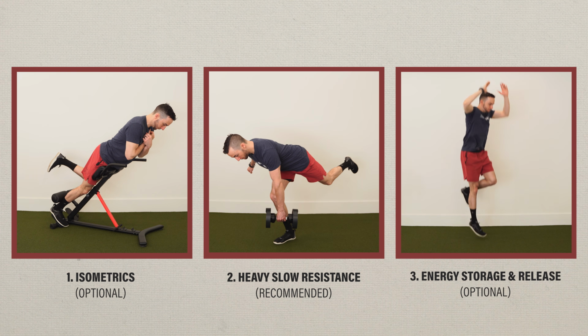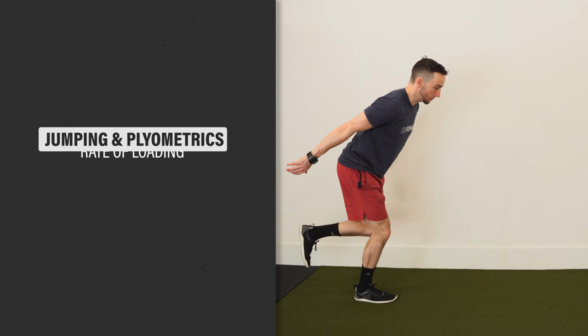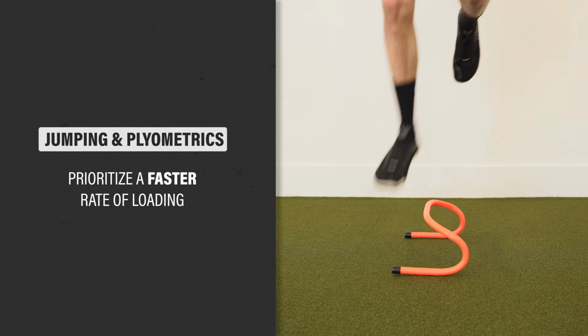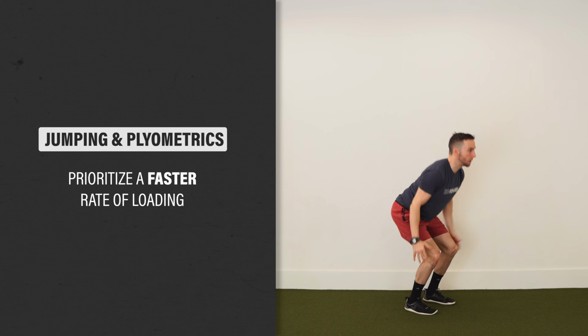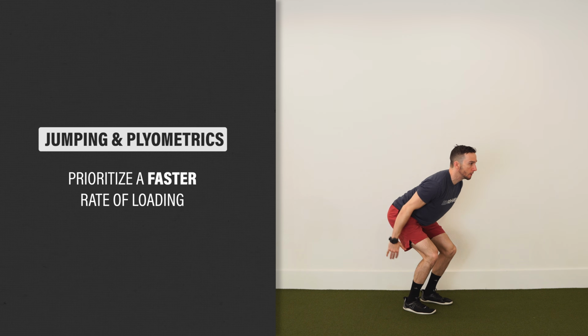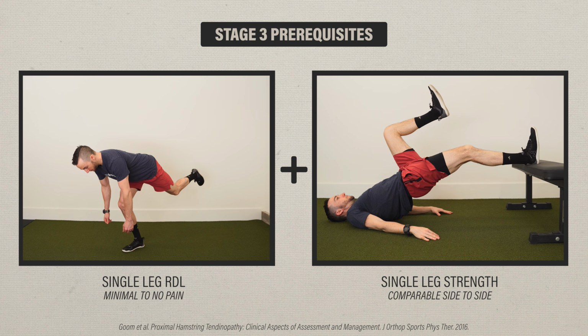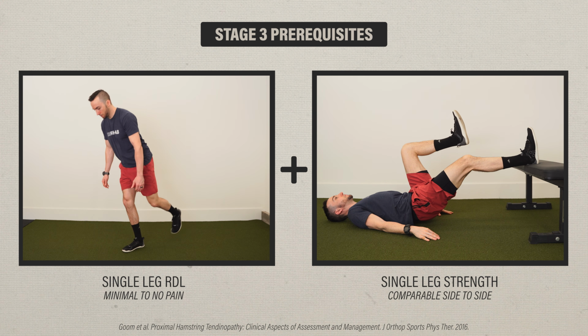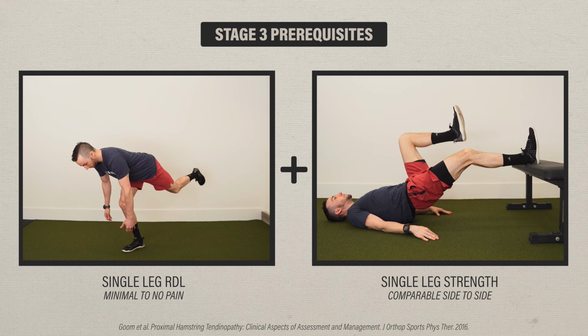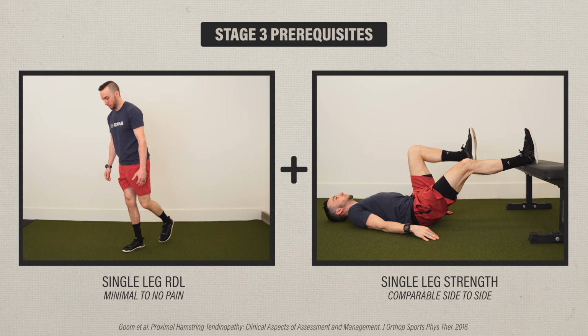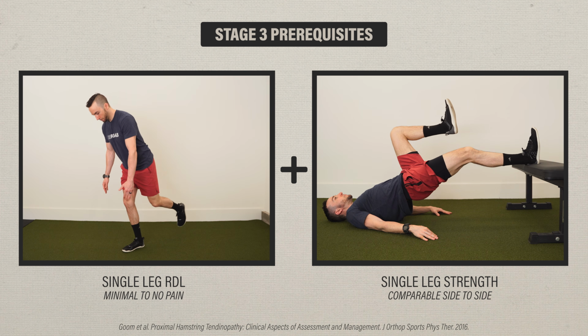Stage 3, energy storage and release. If returning to running or sports is one of your goals, jumping and plyometric exercises that prioritize a faster rate of loading should be included. Some research suggests that you should have minimal to no pain during advanced movements like a single leg RDL and comparable strength side to side during stage 2 exercises prior to starting this stage.